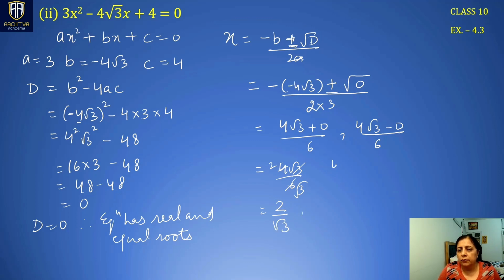Similarly, here you have 4 root 3 by 6. This is also 2 2s are and 2 3s are. Then we can divide this by this. So the roots are same. That is why they are real roots, real and equal roots. So we have to write both the roots. Just don't ignore that this value becomes 0. So we can write this one value. Roots here are two roots, but they are equal and real numbers.